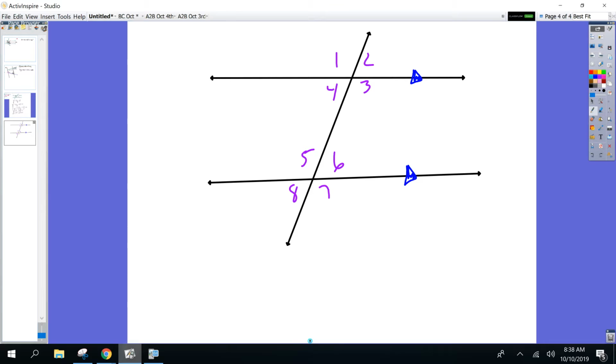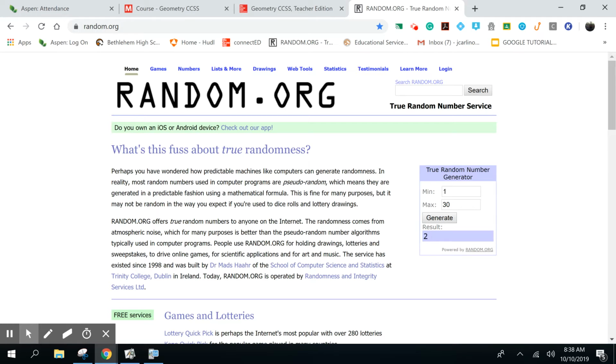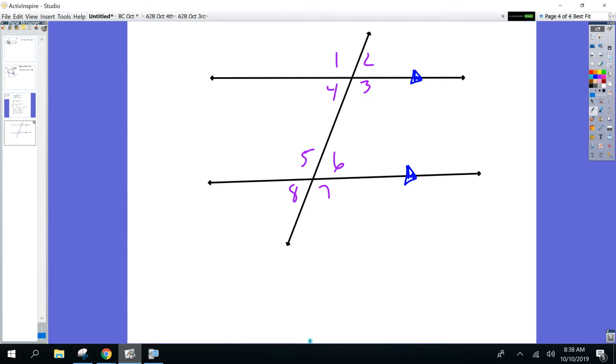Alternate exterior. What do I know about them? Congruent. Final pair I'm going to ask, 2 and 7.